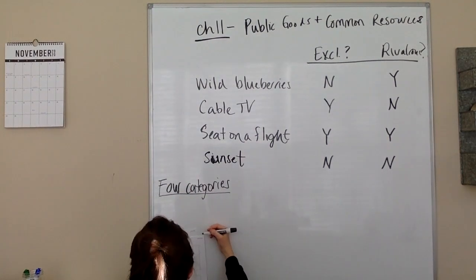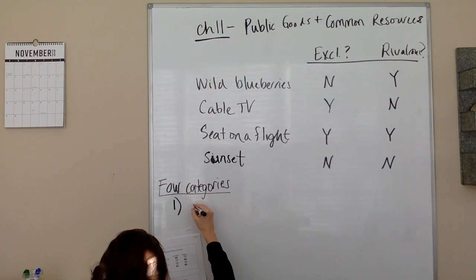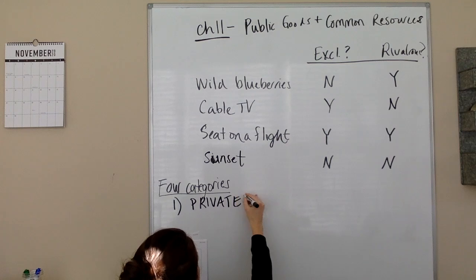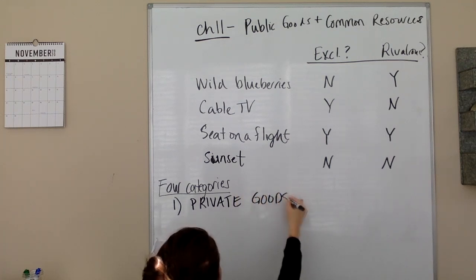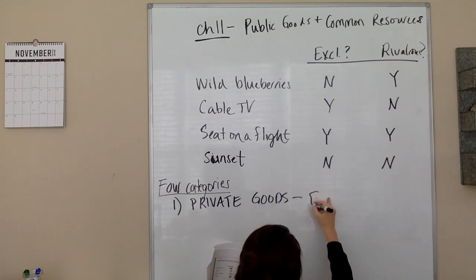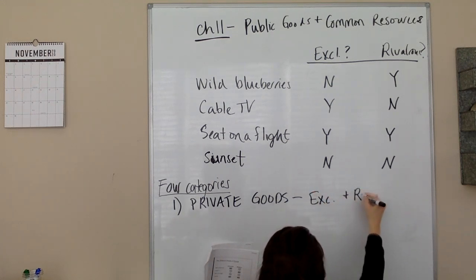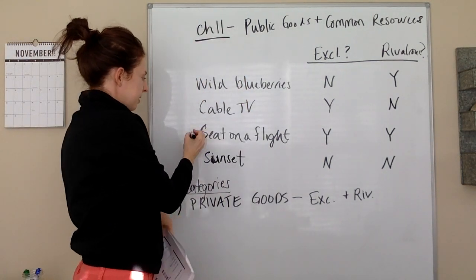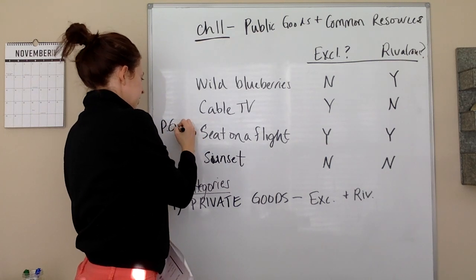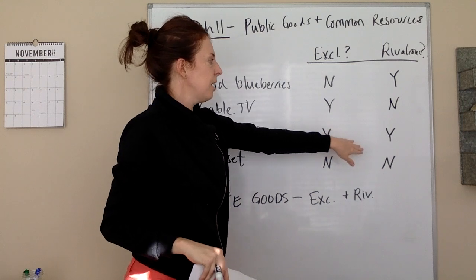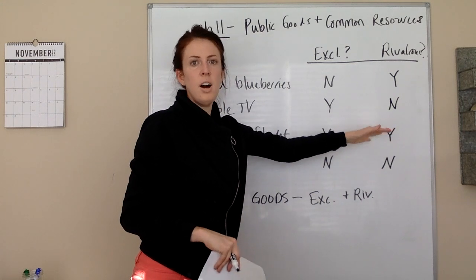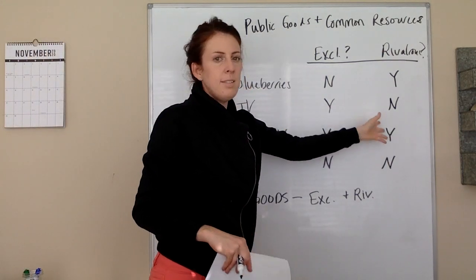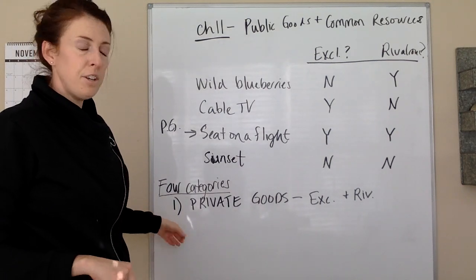Okay, so category number 1. Some goods are classified as private goods. Okay, private goods are excludable and rivalrous. So, for example, a seat on a flight is a private good because you can exclude people from consuming it, and then once somebody consumes it, it's gone. You can't have someone else consume it. So all goods characterized by excludability and rivalrousness are classified as private goods.